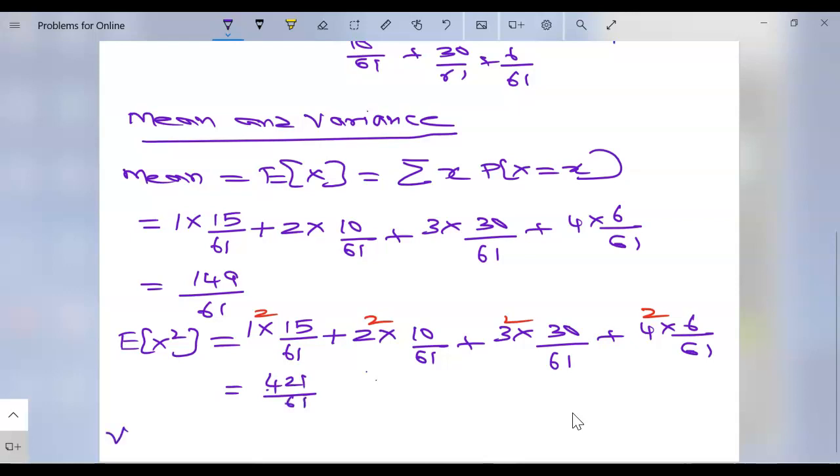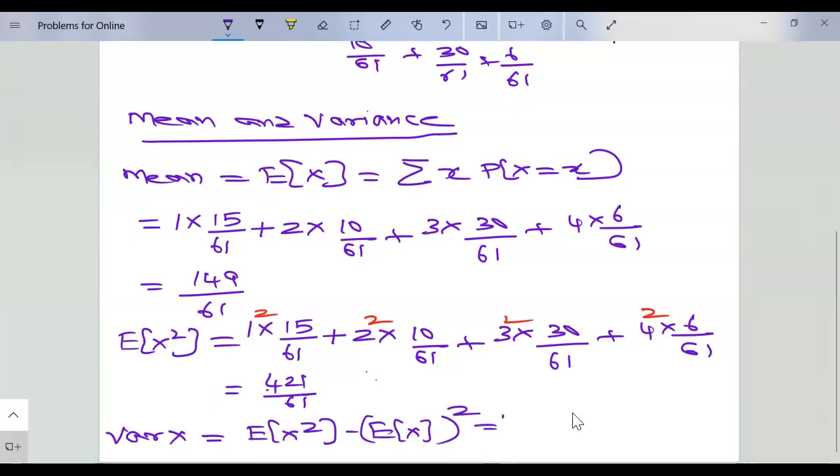Finally, the variance of x. We will denote it as VAR. It is E of x squared minus E of x, the whole square. So it is 421 by 61 minus 149 by 61, without forgetting the square. This is the square of that.